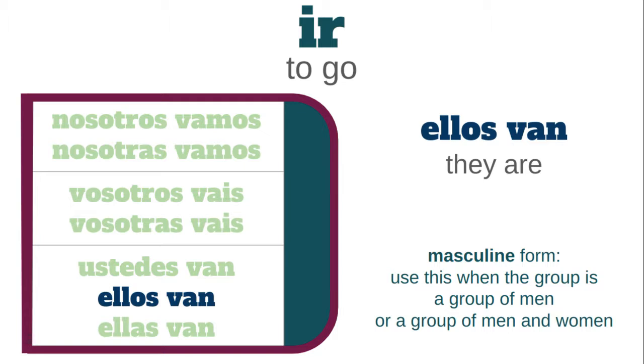The next form is ellos van. They go. This is the masculine form that we use when you're talking about a group of men or about a group of men and women. Ellos van.